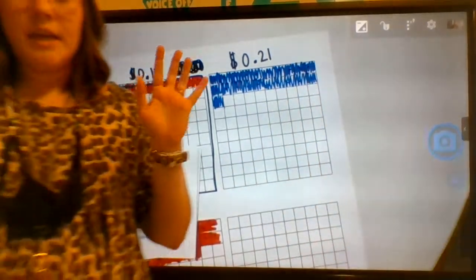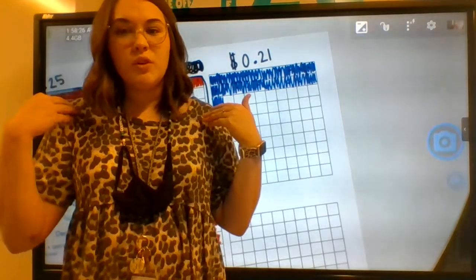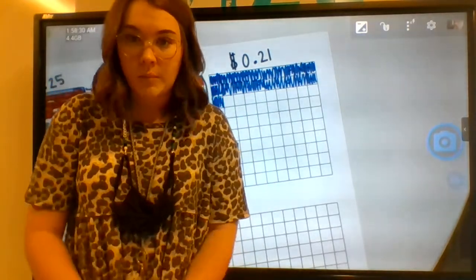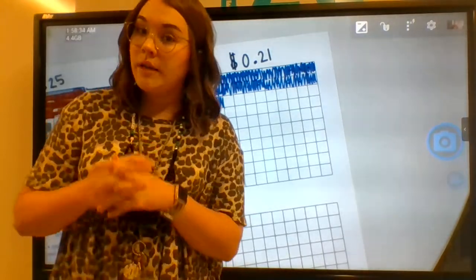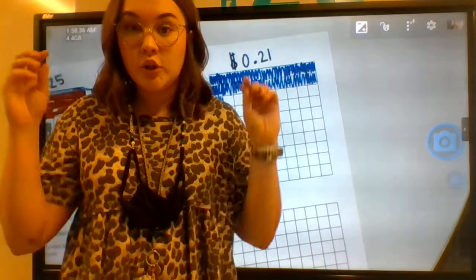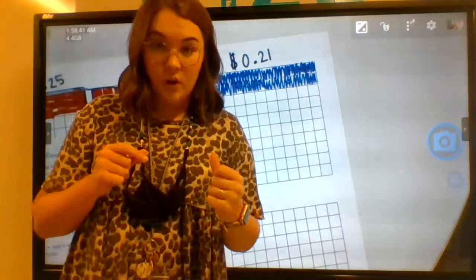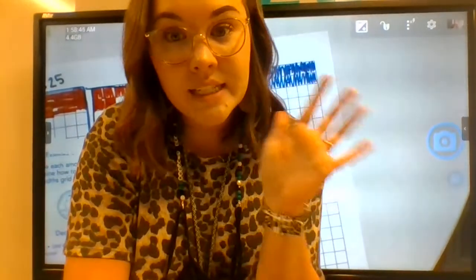All right, you guys, if you need me, you may hop on Google Meets. I'd be happy to help you if you don't understand this. So please don't wait for your parents to get home to help you, because I would be happy to help you. If you do not have a way to print off the hundredths grid, I'm going to do my best to try and find a way that you can do it on your iPad. You guys have fun representing decimals.